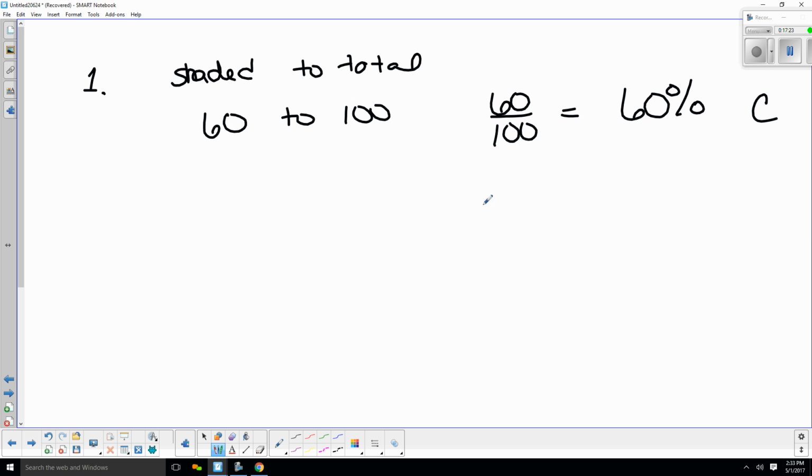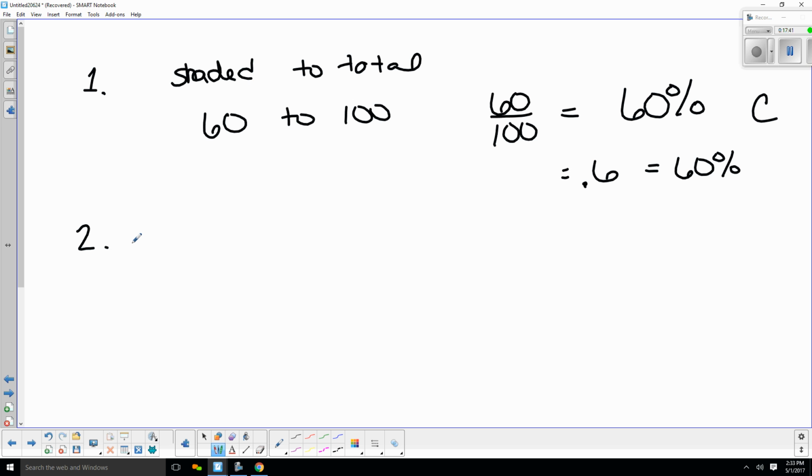Okay, now if for some reason you needed to and you divide it, you would have gotten 0.6, and then move your decimal 2 places, and that still would have given you 60%. So even if you had to go through the decimal first, that's fine. Okay, anybody have a question on number 1?